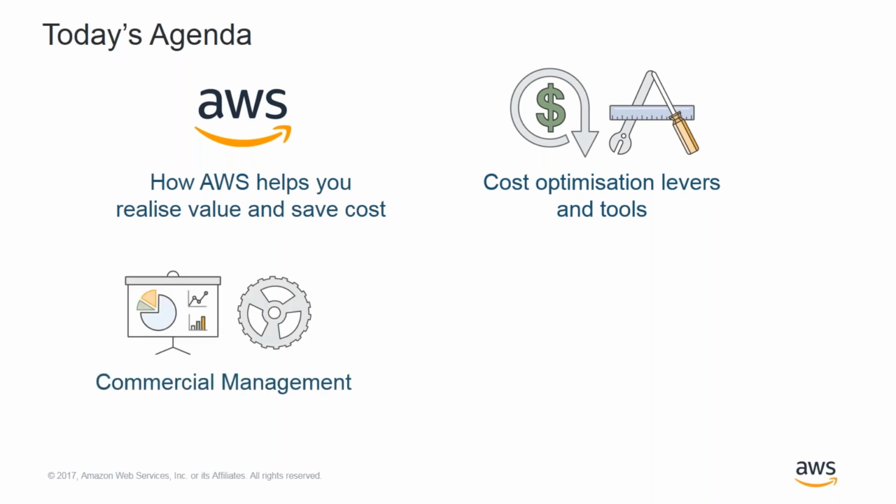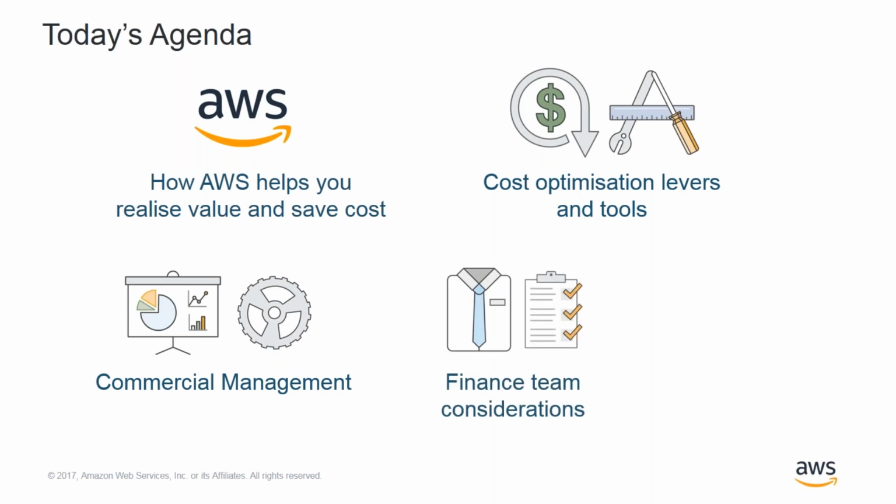We'll be covering also at a high level the commercial management aspects of using cloud. And so these are the things that help accelerate cost optimization. We'll be sharing some finance team considerations as well. So cloud is fairly different to traditional IT infrastructure, and we'll be stating those differences and mentioning some methods by which customers address these differences.